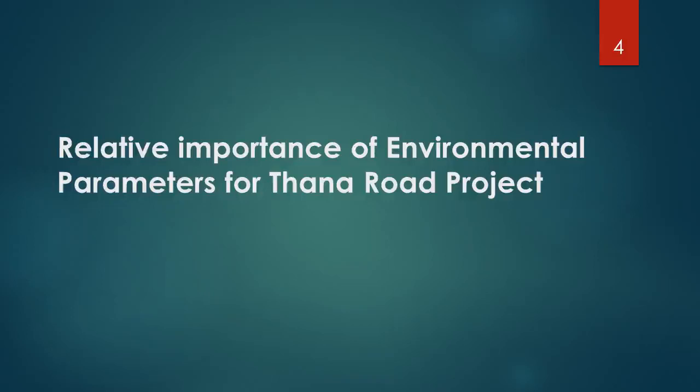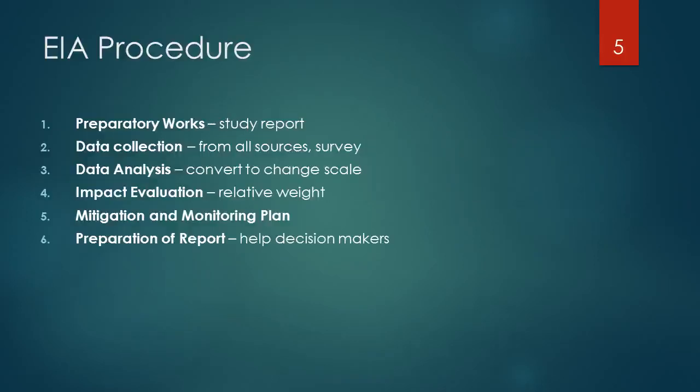Now we will discuss in detail the relative importance of environmental parameters for the Thana Road project. The environmental impact assessment procedure includes 6 steps. The first step is preparatory work, that is the study report, and second is data collection, where data will be collected from all sources, maybe by different surveys of that region. Then data analysis, meaning converting or changing the scale. Then impact evaluation, that is about the relative weight. Then the mitigation and monitoring plan, and preparation of the report that helps in making the final decision.